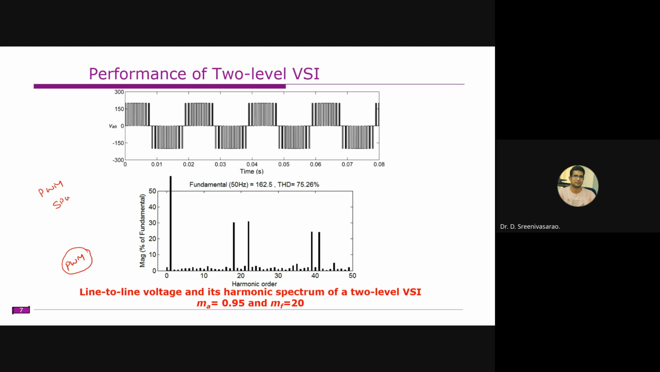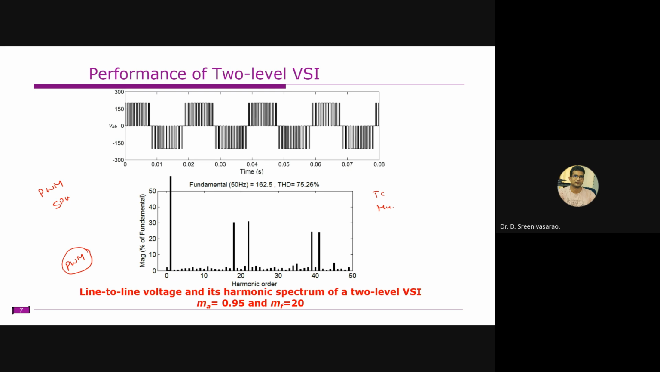In case of current control, that means if you want to operate the inverter as a controlled current source, we normally use a triangle carrier current control method or the hysteresis current control method. So depending on the operation or application, sometimes we use it as a controlled voltage source, or sometimes we use it as a controlled current source.